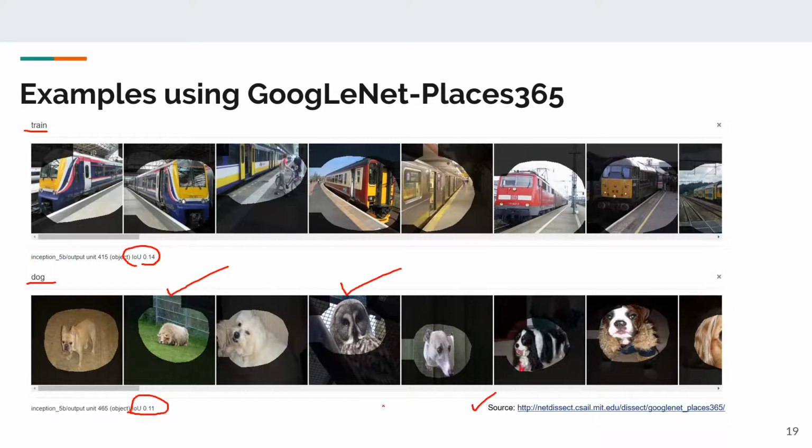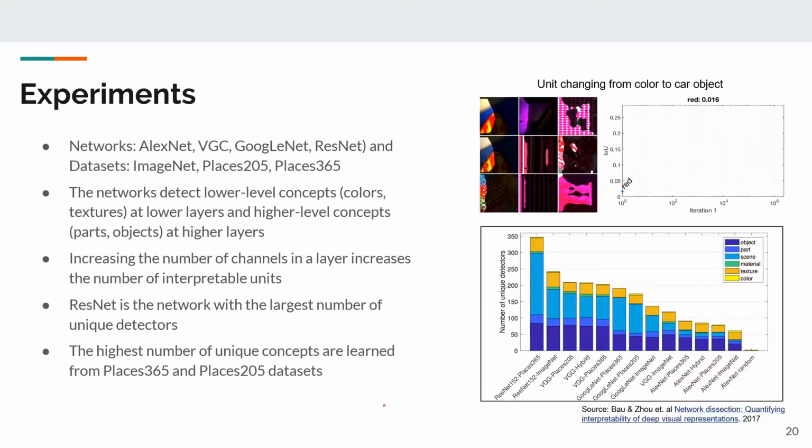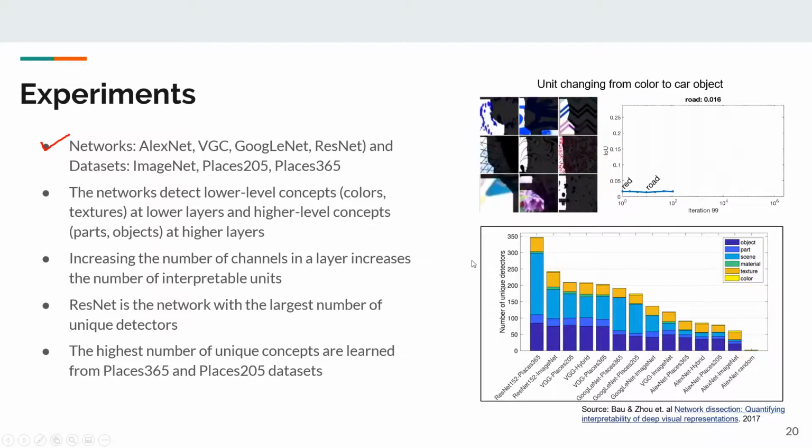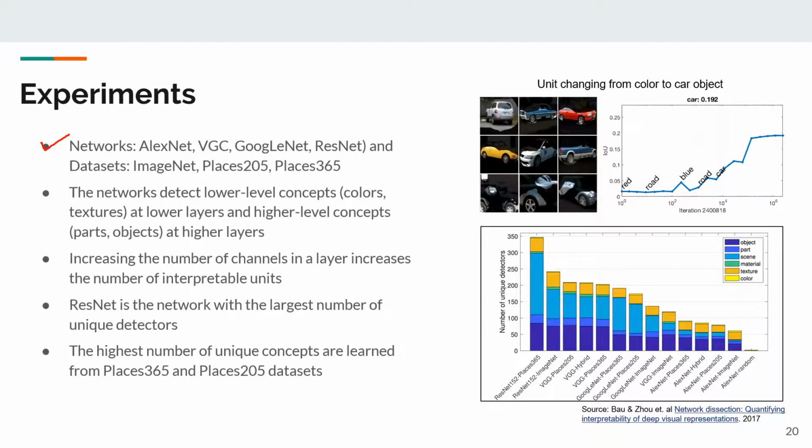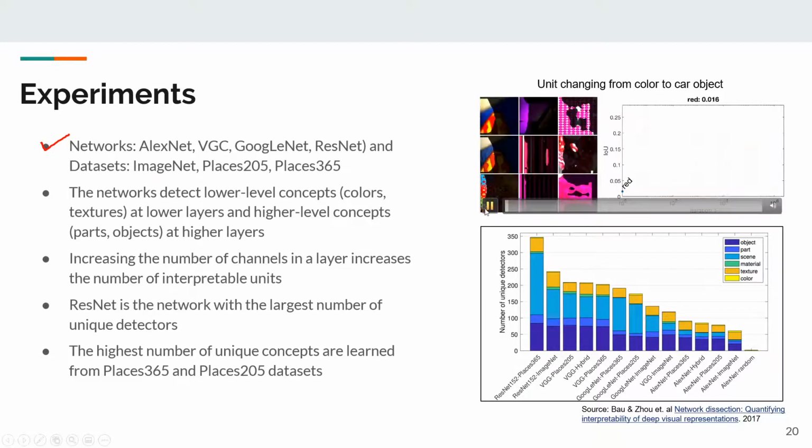The network dissection authors trained different network architectures such as AlexNet, VGG, GoogLeNet, and ResNet from scratch on different datasets, such as ImageNet, Places205, and Places365. The main conclusions are that the networks detect lower-level concepts at lower layers and high-level concepts at higher layers, as can be seen in the video. It starts with colors and moves until it detects a car.